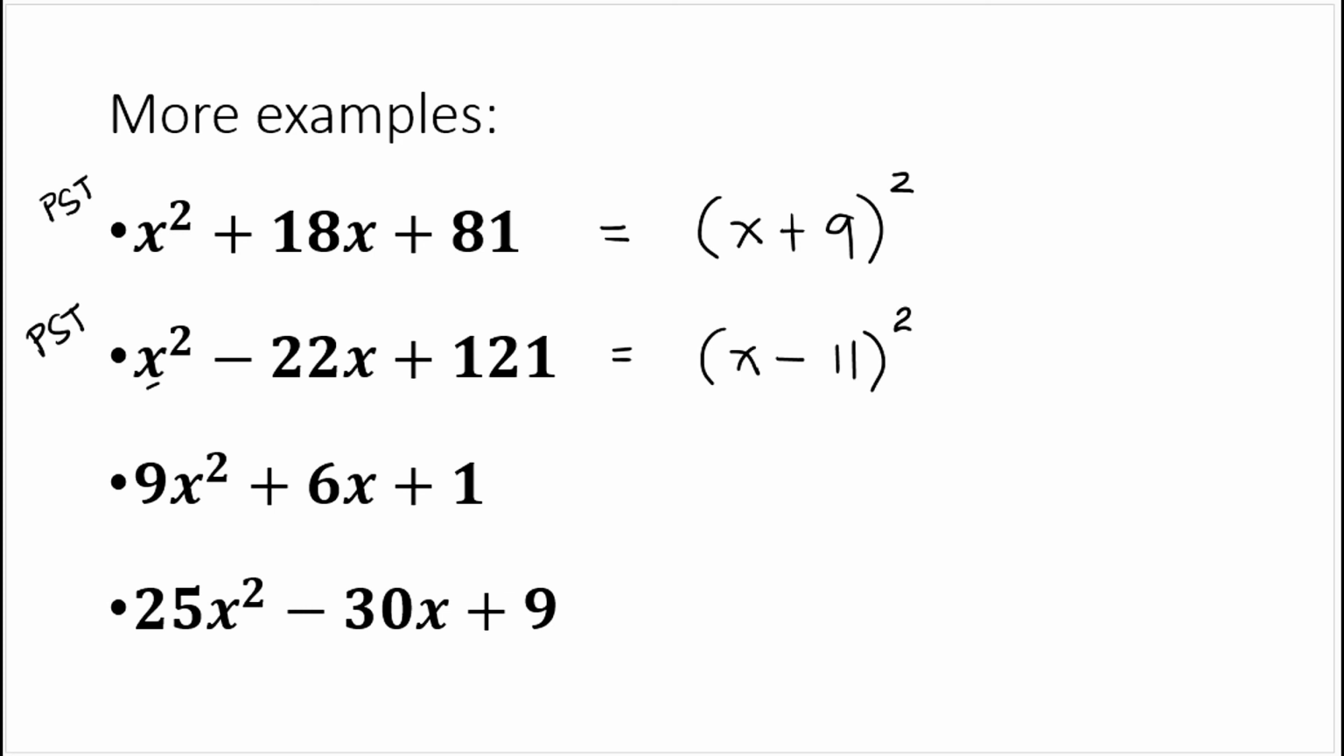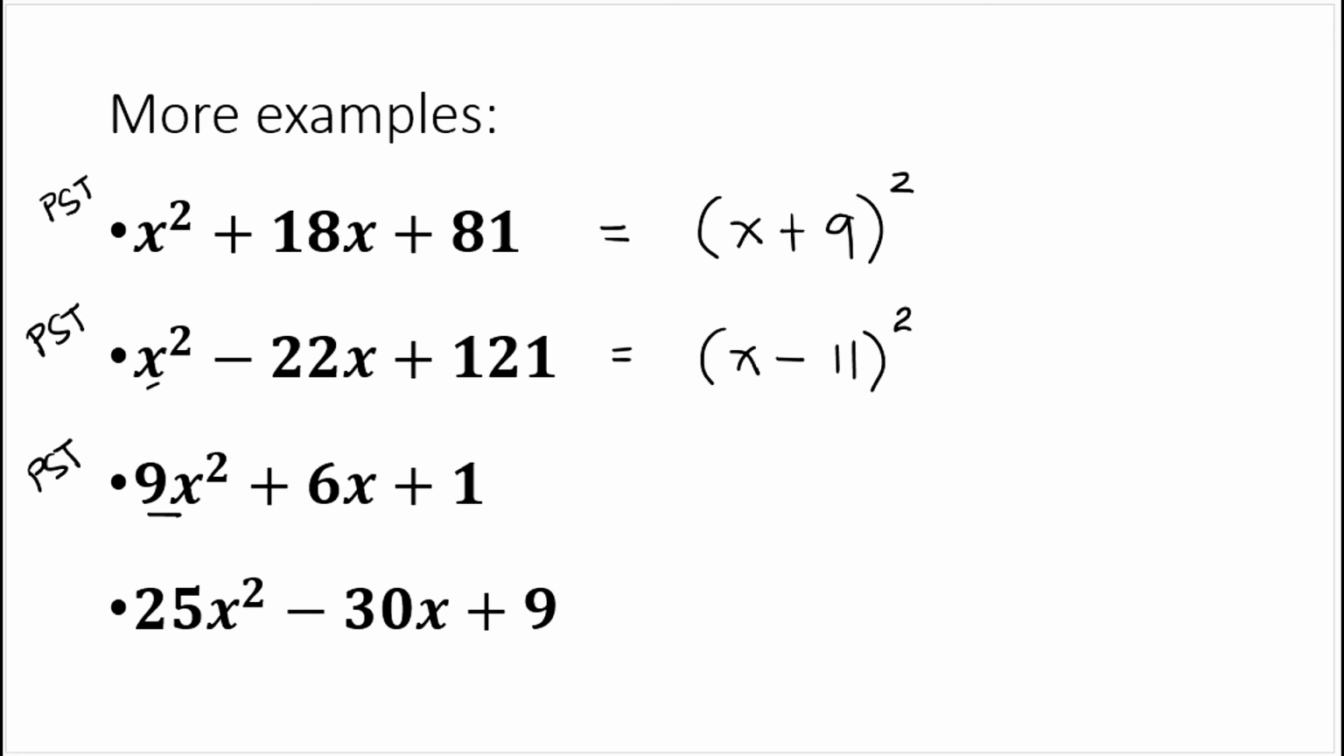Alright, let's move on to the next one. 9x squared plus 6x plus 1. The first term is 9x squared, which is a perfect square, and the square root is 3x. The last term is 1, which is also a perfect square, and the square root is 1. 1 times 3x is 3x. Kapag dinoble, that is 6x.